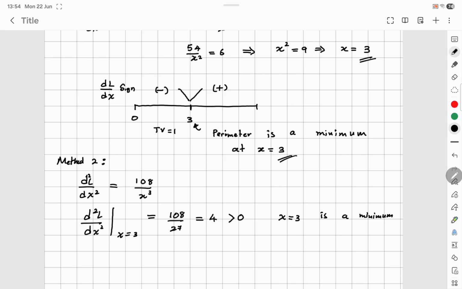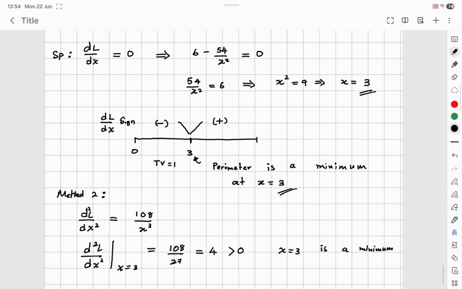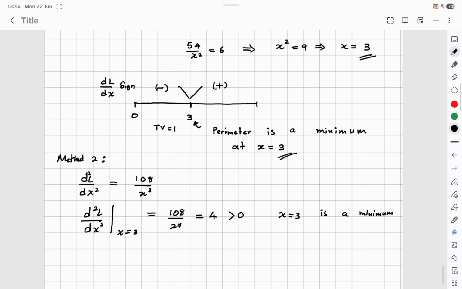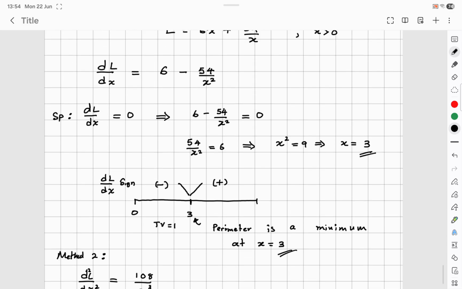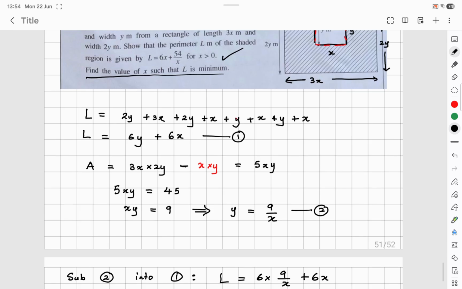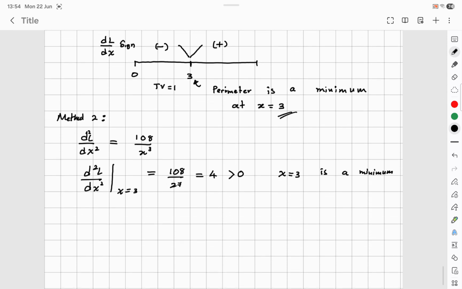If the second derivative is positive at the turning point, it's a minimum. No, if the second derivative is negative, it's a maximum, right? So either you can use the first derivative sign chart or find the second derivative and substitute x equals 3 and show that you get a positive value. Then from the second derivative test you can say x equals 3 is a minimum also, right? So that's the 14th question, right? So next we'll look at the 15th question, which is what? Integration.